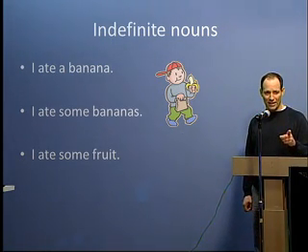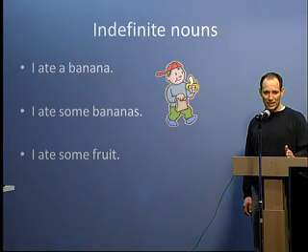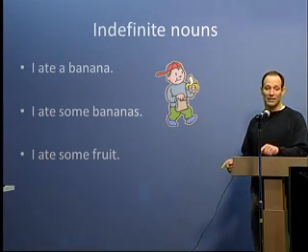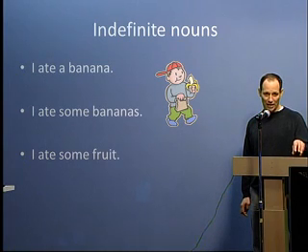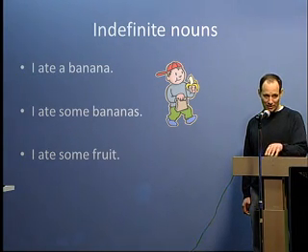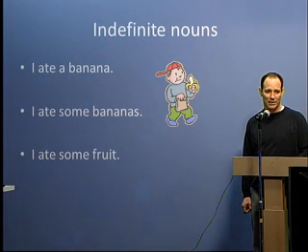For the first one, I ate a banana. That's a singular count noun, and that has a in front of it. That is actually the same as a generic noun. It's the same rule. A banana is yellow, generic. I ate a banana, indefinite. We put a in front of the singular count noun.